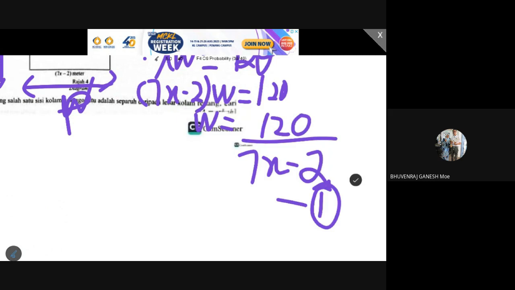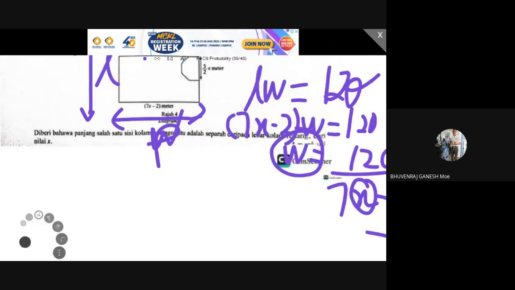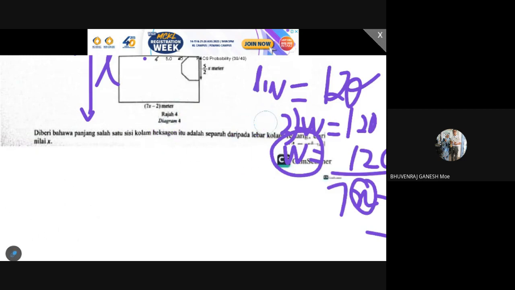Okay, so this is not enough for you to solve the whole question. Tak cukup lagi untuk cari nilai x. Sebab kamu ada dua nilai yang kamu tak tahu. W and x are your unknowns or variables. So now you need to form your second equation. Bentuk persamaan kedua kamu. Dari mana datang persamaan kedua kamu? Where does the second equation actually come from? You can see over here. There is one info over here they give you.